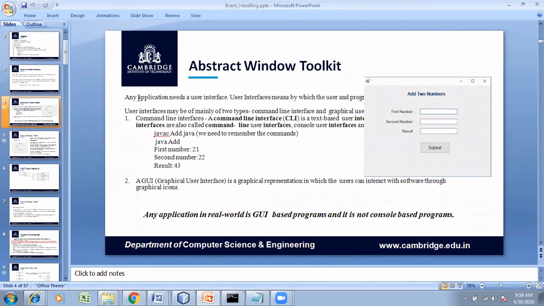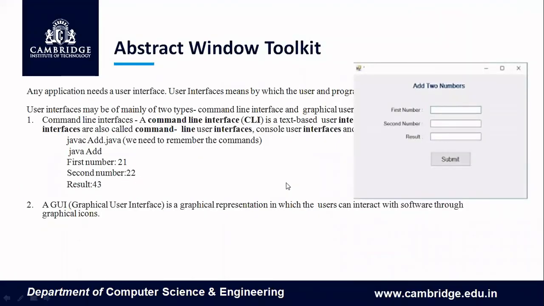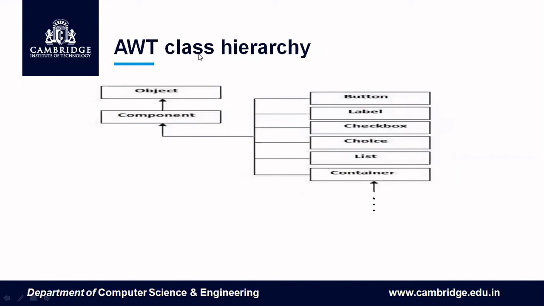To develop any GUI application, and any application in the real world is GUI, you need to use the abstract window toolkit. The abstract window toolkit is available within the java.awt package. It has all the components. The button, label, and all the components are available as classes within the java.awt package. Within AWT there is this class hierarchy. The superclass of all the AWT classes is Component, which has all the components.